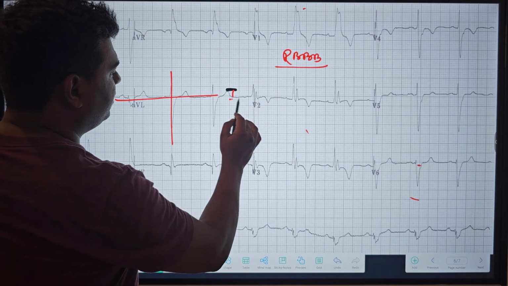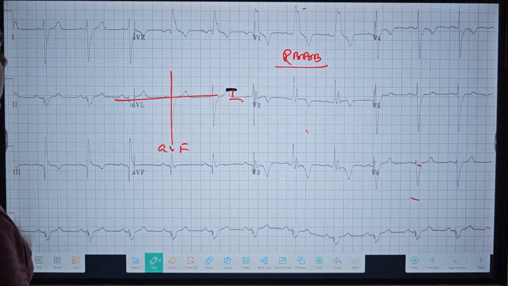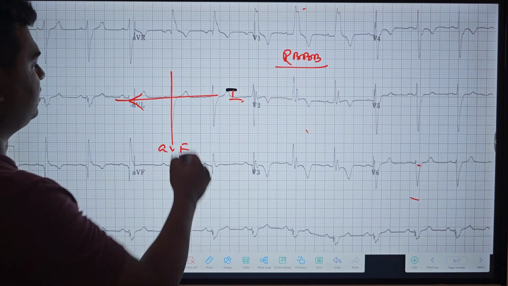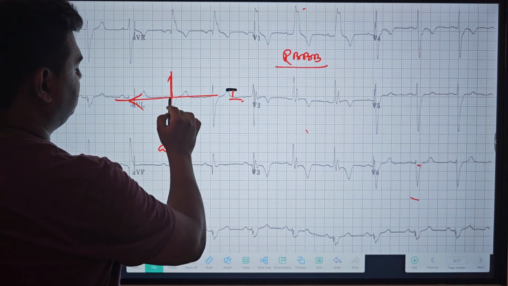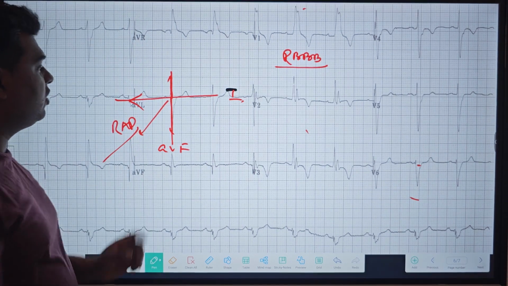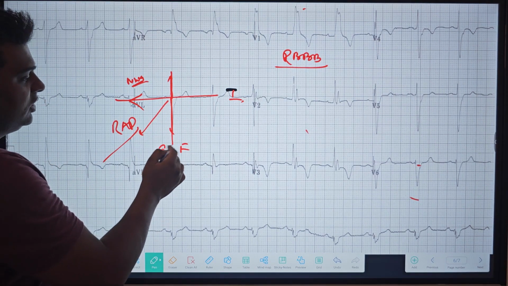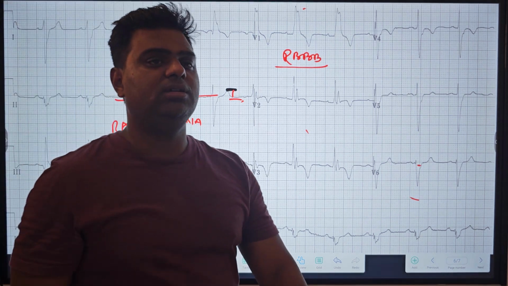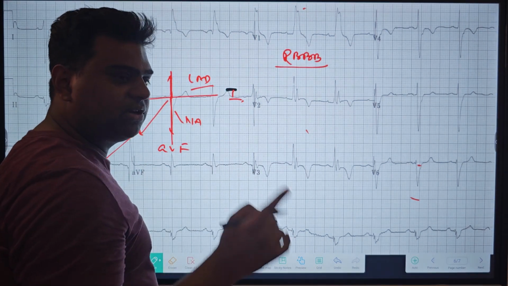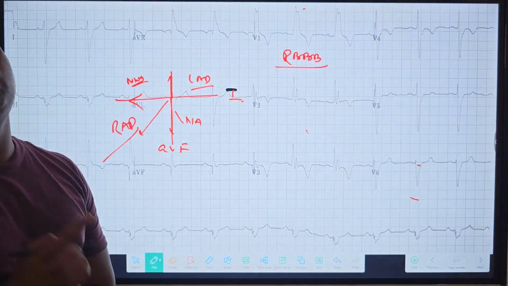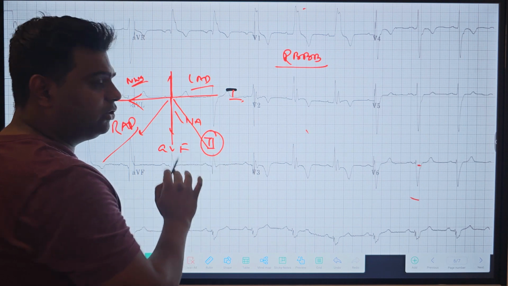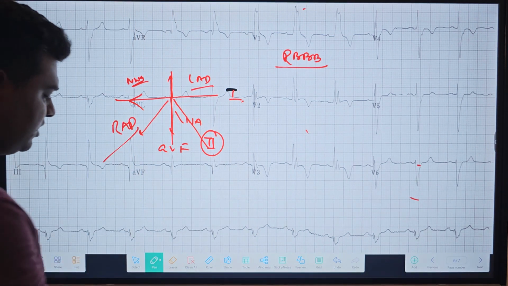So this is lead 1, it is negative. This is lead AVF, and this is net positive, like this. Yes, so it is right axis deviation, and I have told you, if we are getting right axis deviation, northwest axis deviation or normal axis, then a 2 lead ECG will suffice. But if we are getting left axis deviation, then to differentiate between pathological and physiological left axis deviation, you have to use the 3 lead method. Here we don't need to use the 3 lead method. That means this patient also has a right axis deviation.